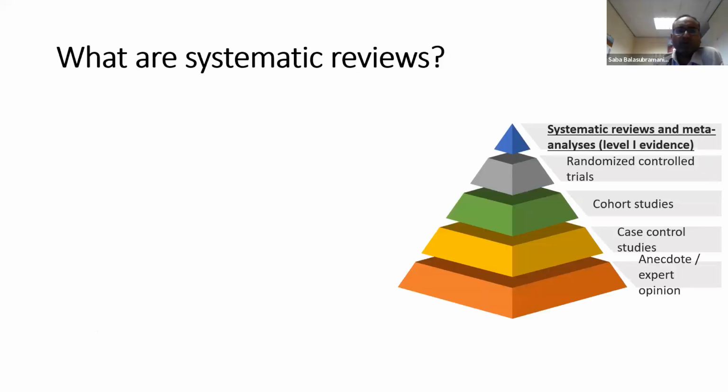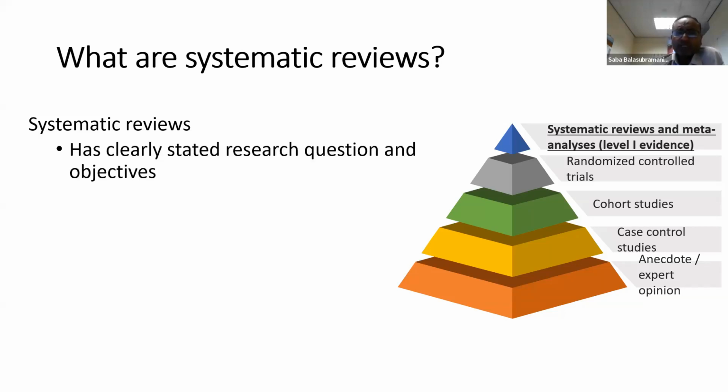You might have heard of this before, but I thought it's a good thing to just think about before we move on to systematic reviews. So I've already explained what systematic reviews are, and you can see the hierarchy of evidence in the slide. At the bottom end of the hierarchy of evidence, you've got expert opinion, anecdotes, and case control studies. And at the top, you've got systematic reviews and meta-analysis, which really form the basis of what we consider level 1 evidence.